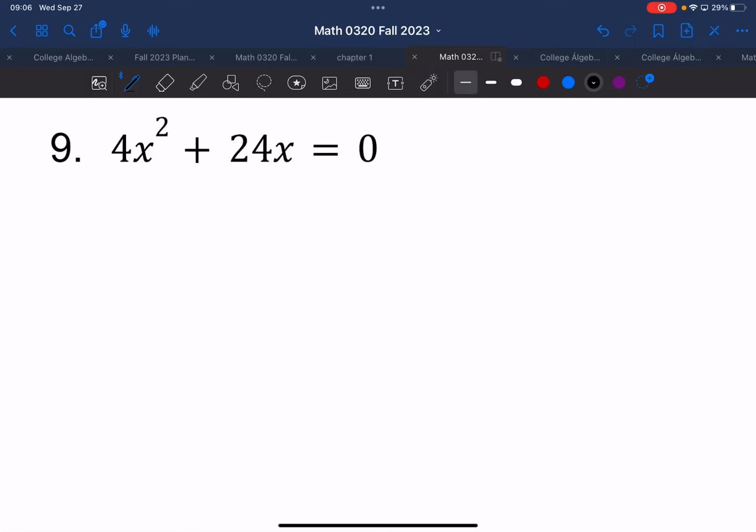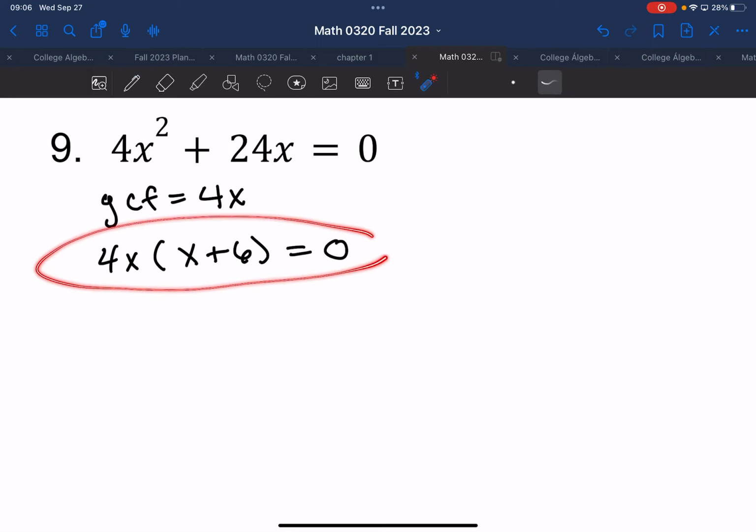So right away that tells us instead of going into that factor by grouping, because we don't have anything to multiply A times C, we can first see if we can take out a GCF. Can we take out a GCF? 4x. So GCF is equal to 4x. If I take out a 4x, I'm left with what? X plus 6. Okay. Now this is completely factored.